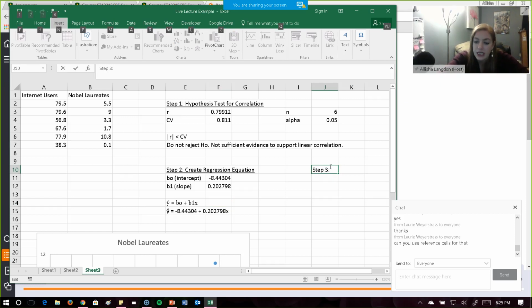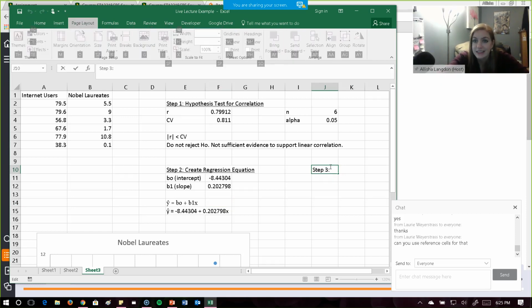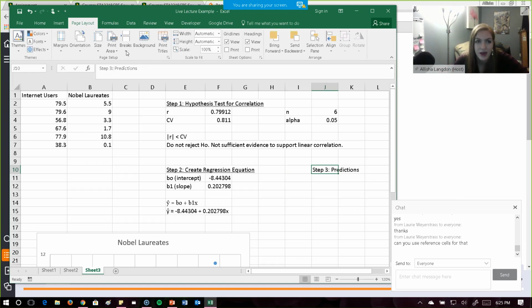Okay, so step 3 is predicting things. Hey now. Predicting. I'm really not going to write things. Or predictions, that would be better. Okay.